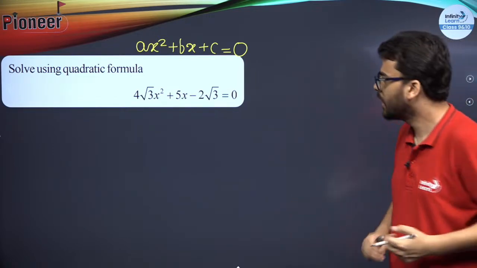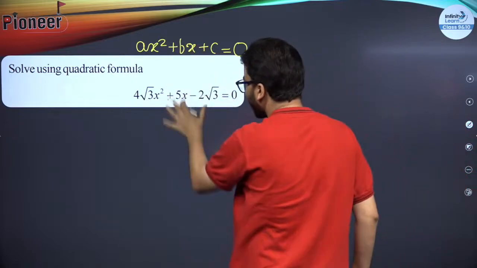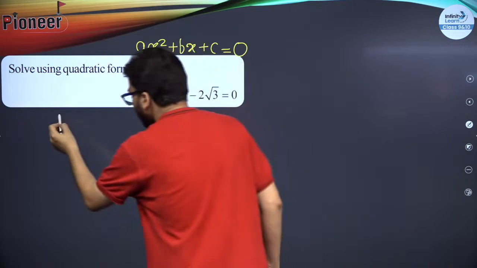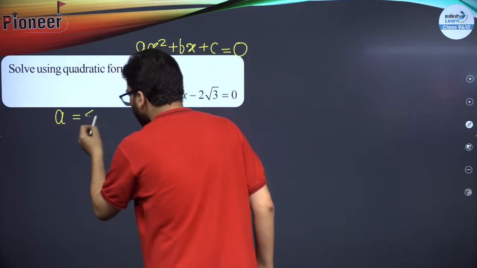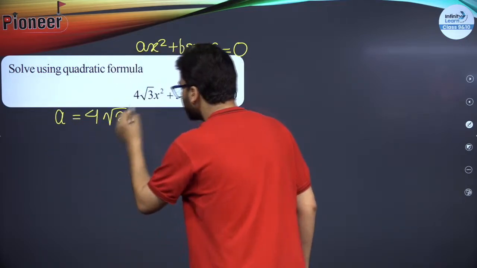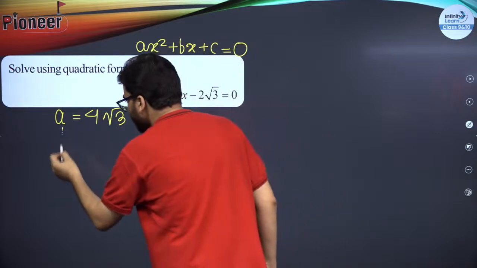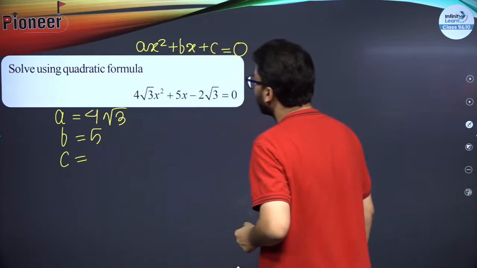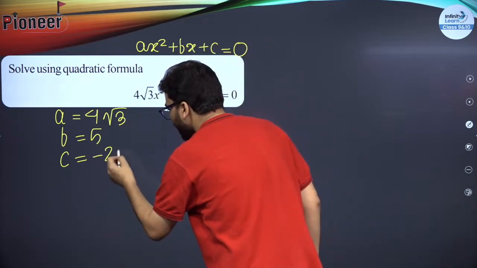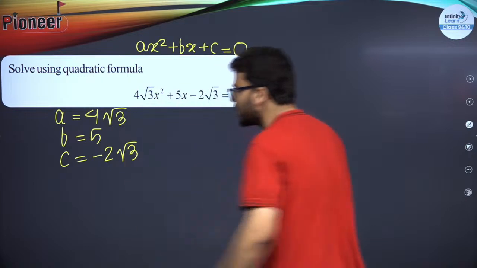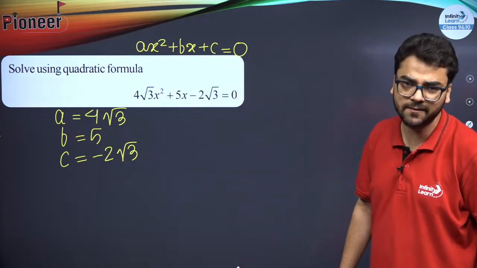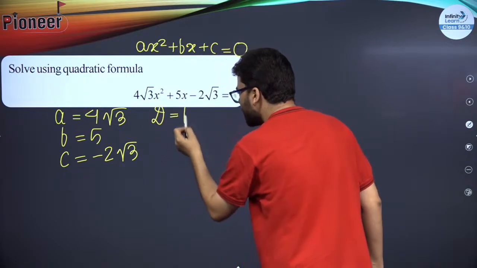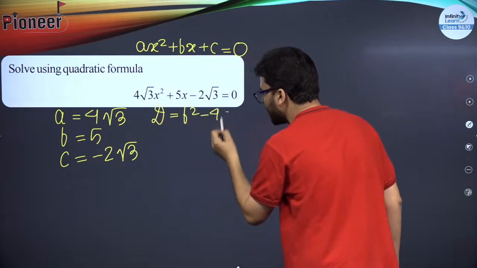Now over here, if you compare this quadratic equation with the standard form of a quadratic equation, what is the value of a? A is equal to 4 root 3. B is equal to 5 over here and C is equal to minus 2 root 3. Correct? Now we need to know the value of the discriminant as well. And discriminant is b square minus 4ac.